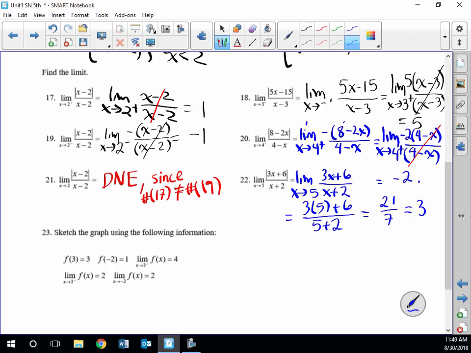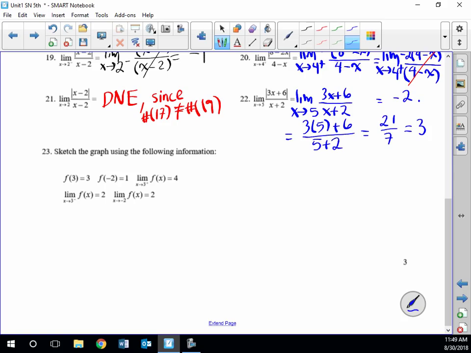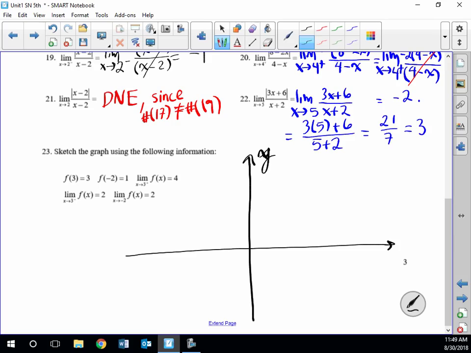Okay, let's do number 23. So let's go ahead and sketch a nice axis for this problem. They want us to sketch our graph here, so that's my y-axis and that's my x-axis. Let's get the easy ones out of the way. These two are the easy ones. So what we can do is we can just plot those points. So x is 3 and y is 3. So let's just plot that point right there. That's a point on the function. That takes care of this one right there.